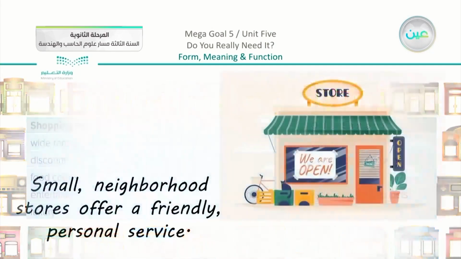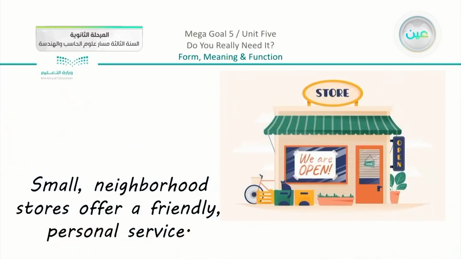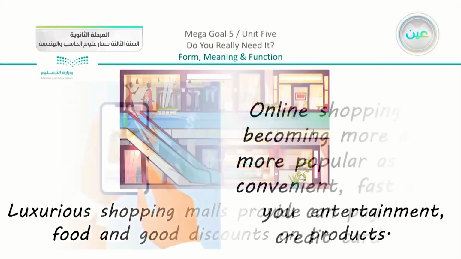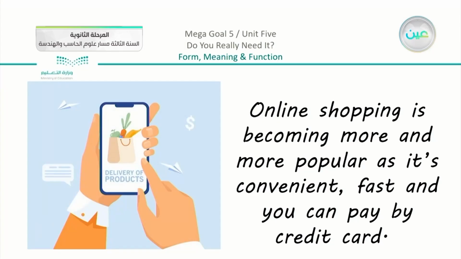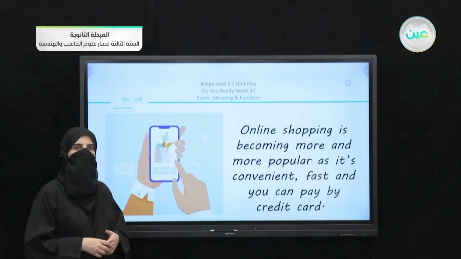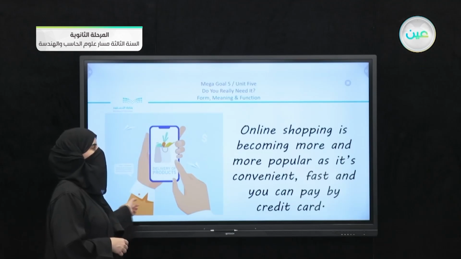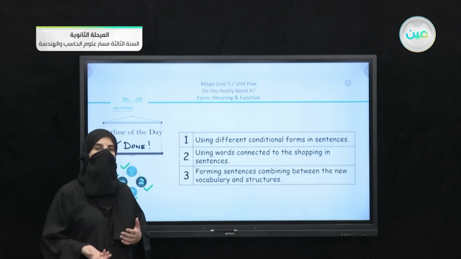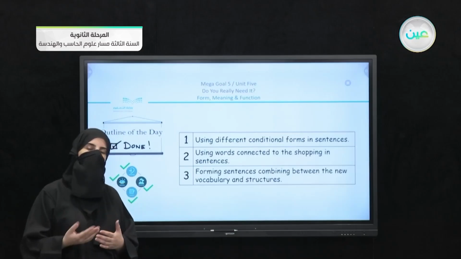So just to apply them in sentences, we're going to give examples here. Small neighborhood stores offer a friendly personal service. Luxurious shopping malls provide entertainment, food, and good discounts on products. Online shopping is becoming more and more popular as it's convenient, fast, and you can pay by credit card. So we can see here, what do they mean by the word fast? So these words are connected and related to shopping, which is also related to advertisements and what we have in Unit 5 in general. Do you really need it?